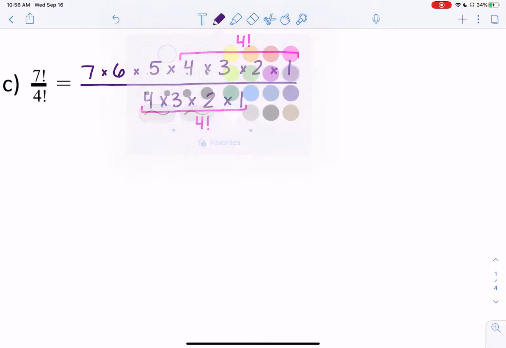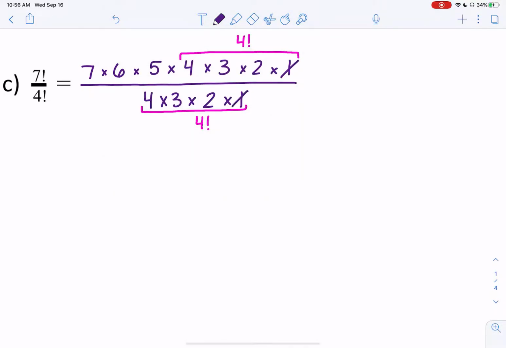Now, we can cancel some stuff here. So I have a 1 and a 1. Those go. 2 goes. 3 goes. 4 goes. So what we actually canceled out was this full 4 factorial. So now all I have is 7 times 6 times 5, and that gives me 210.